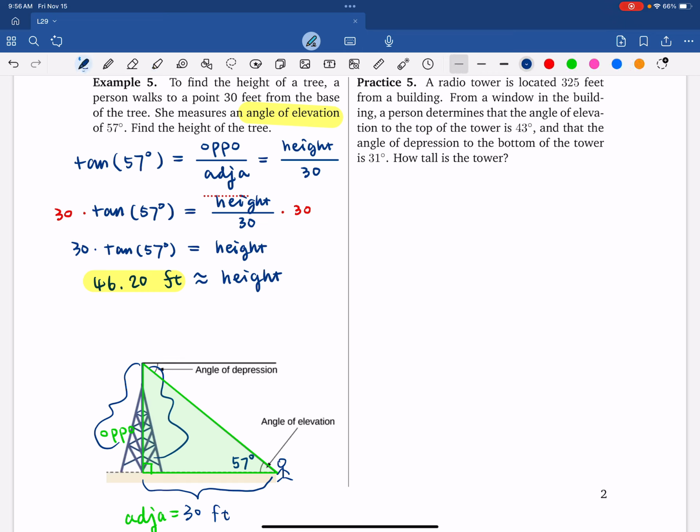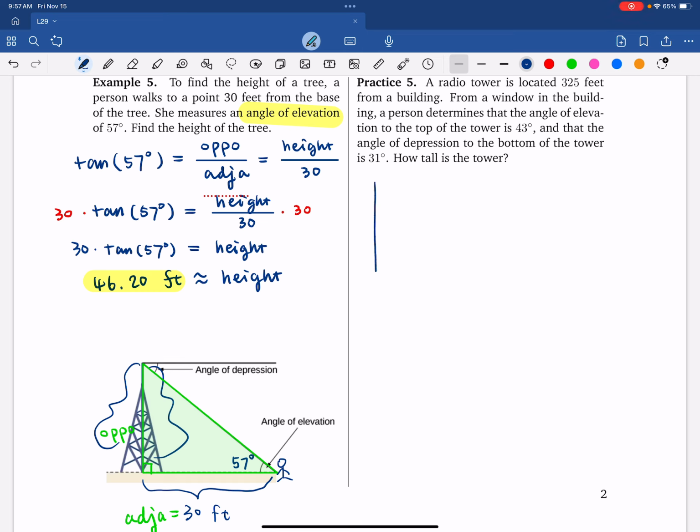Okay, let's look at practice 5. A radio tower is located 325 feet from a building. From a window in the building, the person determines that the angle of elevation to the top of the tower is 43 degrees and that the angle of depression to the bottom of the tower is 31 degrees. The question is asking how tall the tower is. Let's do a visualization first.